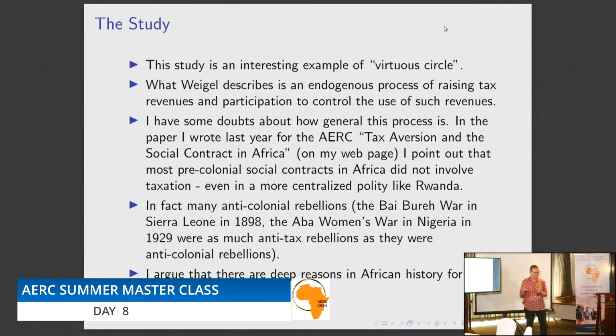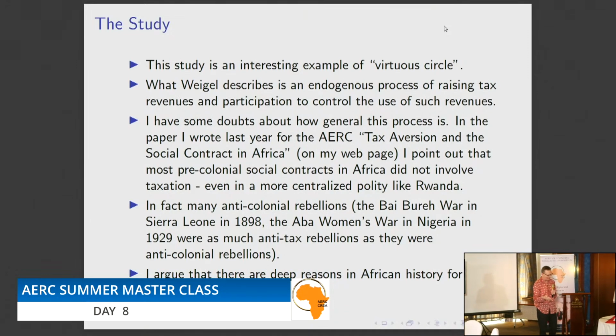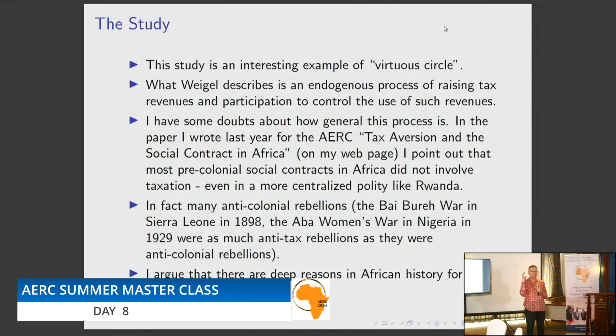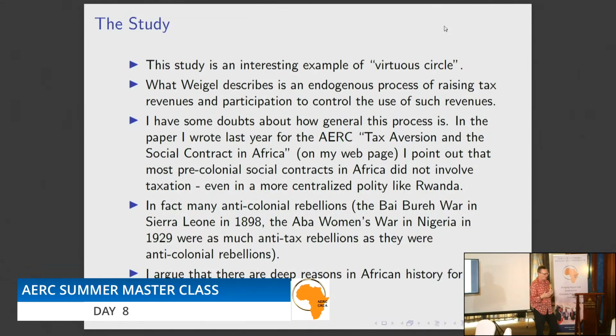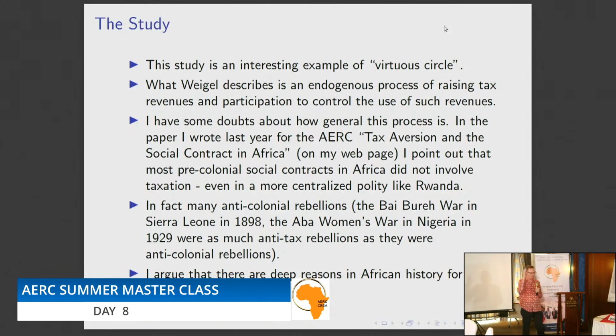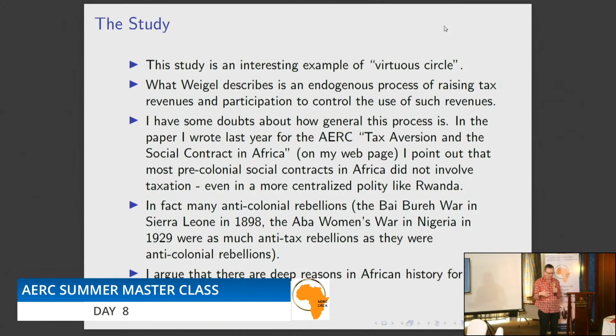And what I point out in that paper is what's interesting about the history of political institutions in Africa, I'm talking about pre-colonial political institutions, is how infrequently taxation was part of the social contract. If you look at what we know about most pre-colonial states or social contracts, they rarely involve taxation. Even somewhere like Rwanda, one of the most centralized pre-colonial states, had no fiscal bureaucracy, basically. It had an army, but the army was self-funding. It had cows and it had land, and there was no fiscal system where people were taxed.